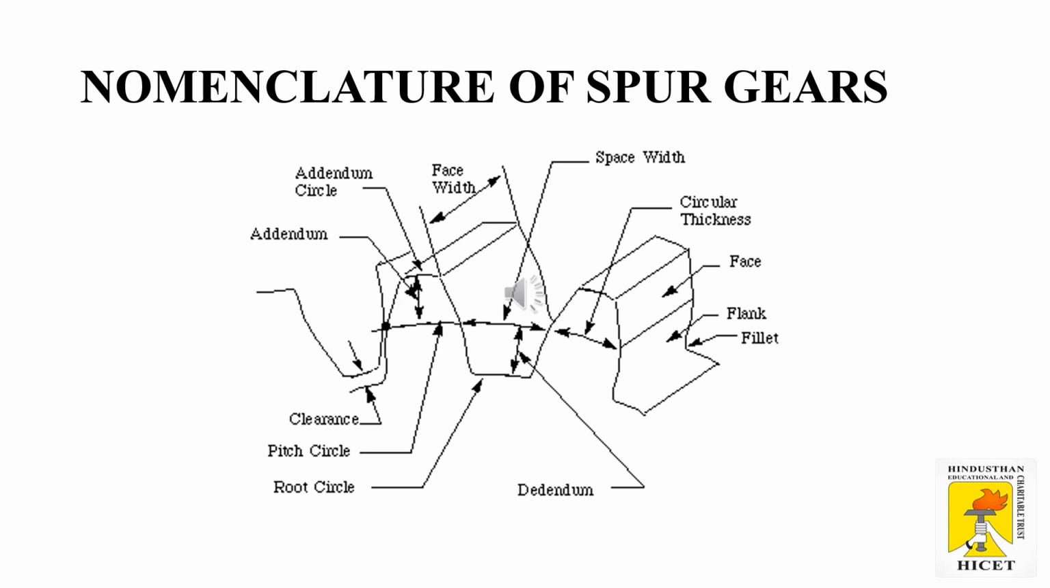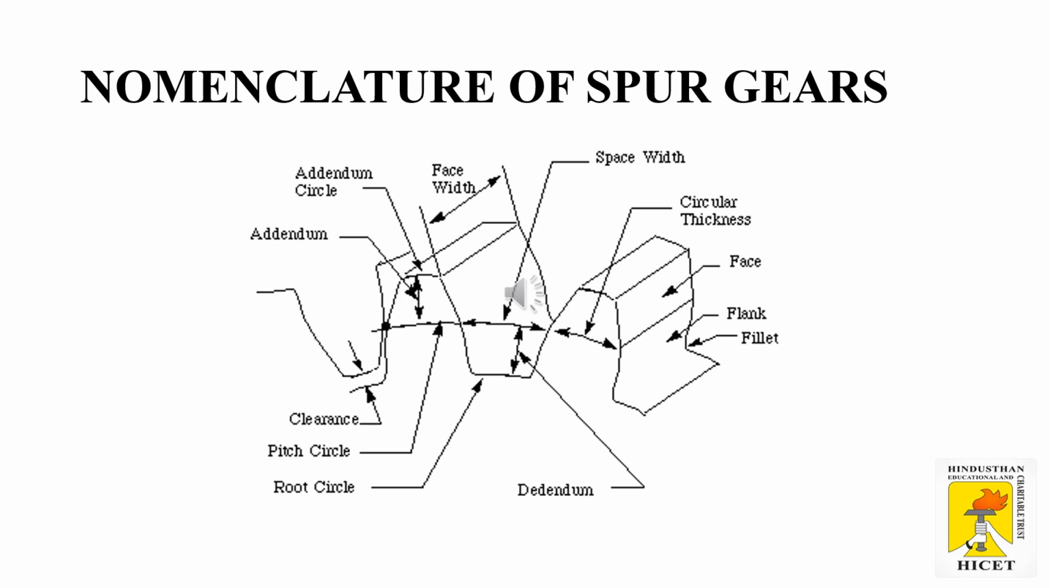Next one, addendum. Addendum is the radial distance of a tooth from the pitch circle to the top of the tooth. Next one, dedendum. Dedendum is the radial distance of a tooth from the pitch circle to the bottom of the tooth. Next one, clearance. Clearance is the difference between the dedendum of one gear and the addendum of the mating gear. Total depth. Total depth is the radial distance between the addendum and the dedendum of a gear.